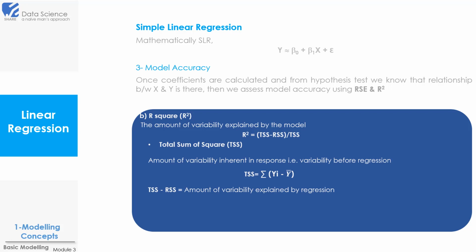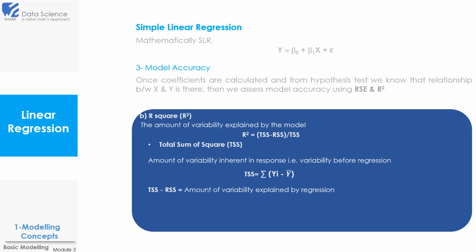Hence, when we calculate R square, which is given by TSS minus RSS divided by TSS, it explains the proportion of variability. That is, R square of 0 means nothing is explained, and R square of 1 means 100% of the variability is explained by the model.